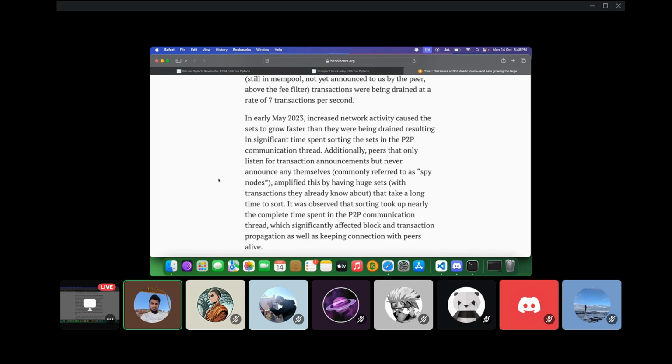To summarize, every Bitcoin Core node maintains an inventory set which is unique to each peer. In that inventory set, you maintain transactions which you believe peers do not have, and you intend to relay those transactions to your peers. Now you are only allowed to relay 7 transactions per second to your peers. However, when there is high traffic on the network, your inventory set grows at a quicker rate and drains at a smaller rate. You're only allowed to relay transactions at the rate of 7 transactions per second, but because there's so much traffic on the network, your inventory set keeps on growing exponentially.